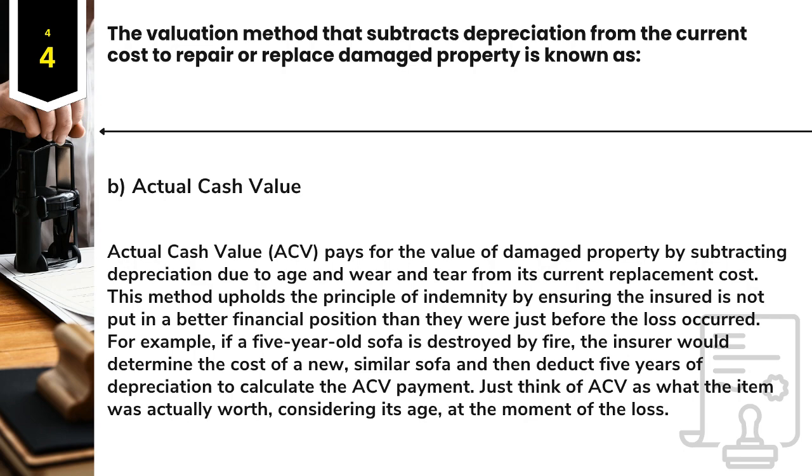For example, if a 5-year-old sofa is destroyed by fire, the insurer would determine the cost of a new, similar sofa and then deduct 5 years of depreciation to calculate the ACV payment. Just think of ACV as what the item was actually worth, considering its age, at the moment of the loss.